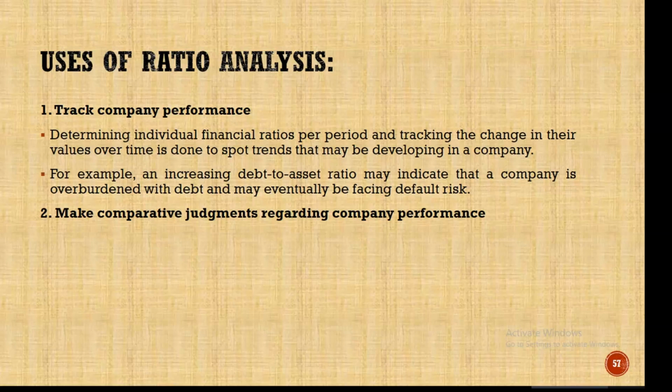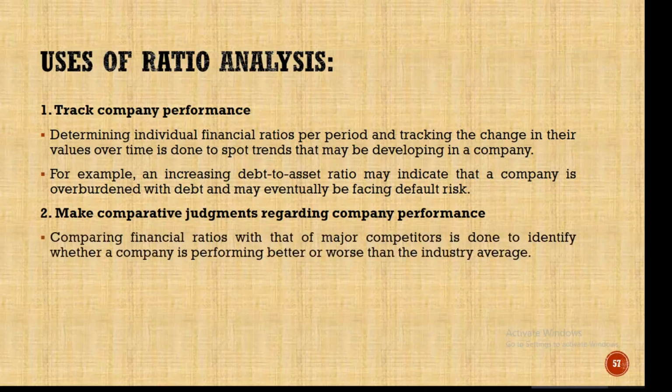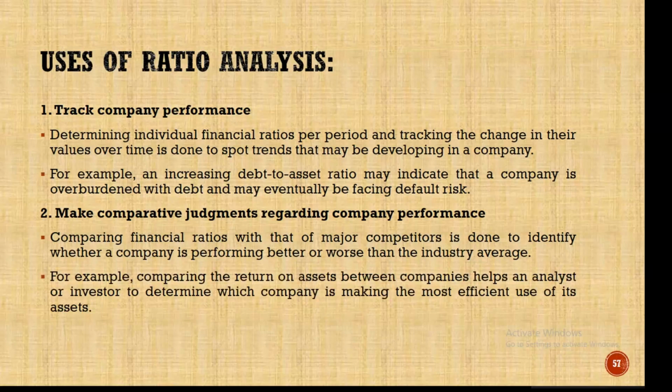Second, it makes comparative judgment regarding companies' performance. Comparing financial ratios with that of major competitors is done to identify whether a company is performing better or worse than the industry average. For example, comparing the return on assets between companies helps an analyst or investor to determine which company is making the most efficient use of its assets.